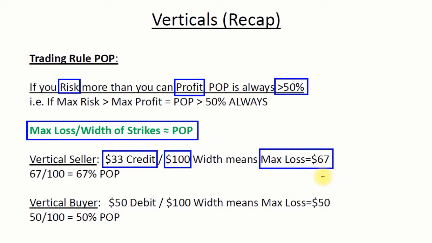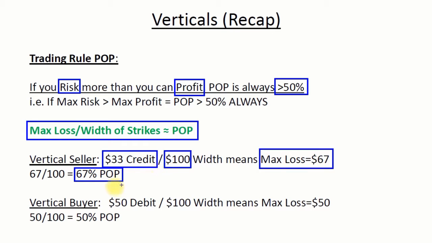So a shortcut for working out the POP in this case would be max loss divided by the width of the strikes. So we take our max loss potential of 67 divided by our width of the strikes, which is 100, and we end up with a rough POP of 67%. Great shortcut to know how to work out your POP if you're not using the software that I'm using.